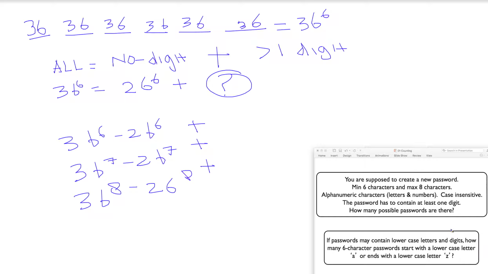Now the second question here on the lower end essentially asks, now that the passwords may contain lowercase letters and digits, so in this case essentially it's still case insensitive too. Now, how many 6-character passwords can start with the lowercase letter a or end with the lowercase letter z? So now we're just going to look at the ones that first start with the letter A. So essentially we have A here.